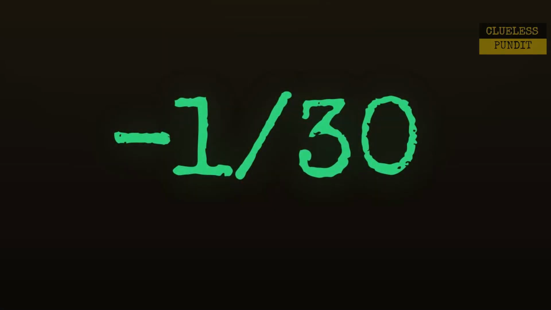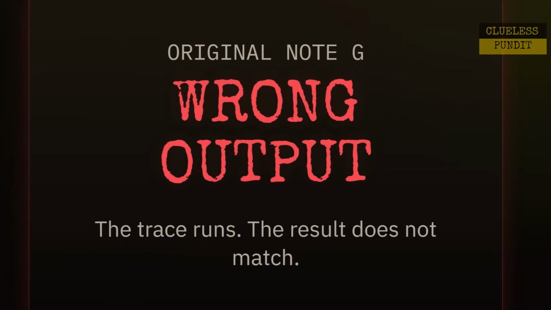The first real test was straightforward. Run the published Note G sequence, then compare it against the reference. If they matched, brilliant. If they did not, the trace would show where things started to drift. The reference gave the expected value for B8, negative 1/30th. Note G did not. That stopped the whole experiment in its tracks.